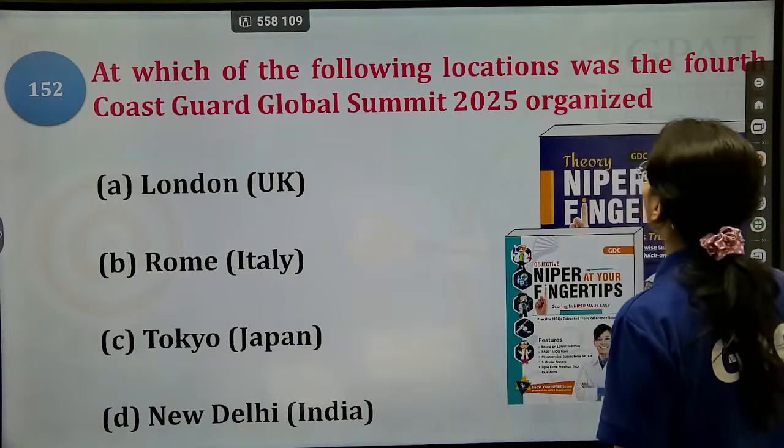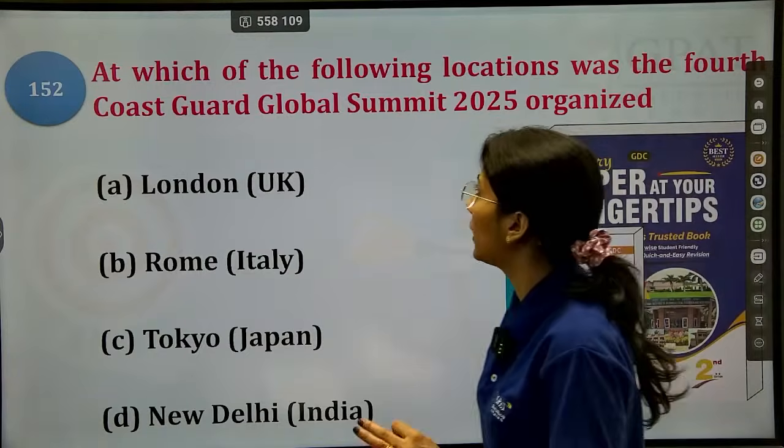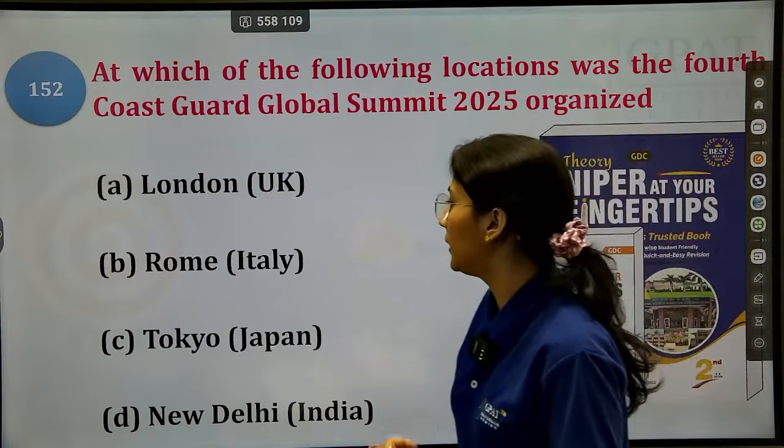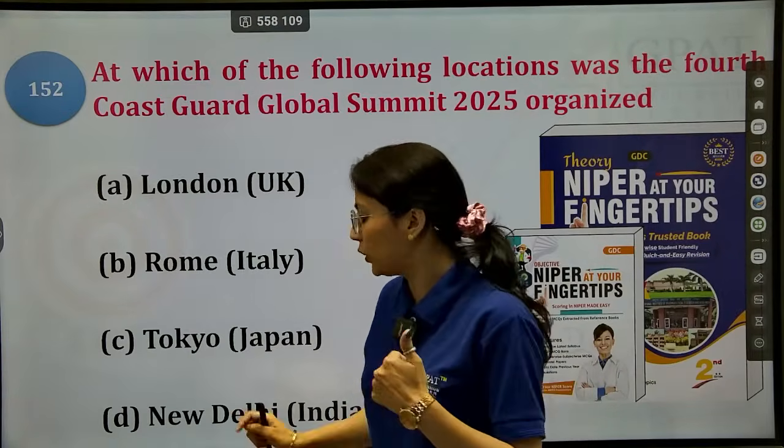At which of the following locations was the 4th Coast Guard Global Summit 2025 organized? London, Rome, Tokyo, New Delhi. Where?